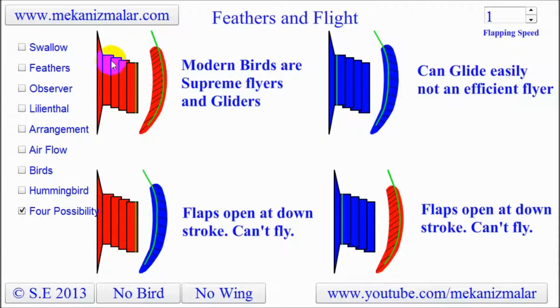Only the redbird has the capability of taking off of the ground and flying efficiently. The bluebird has the ability to glide, but would fly inefficiently. The other combinations are not suitable for flight and or gliding because the wing flaps would open during the downstroke.